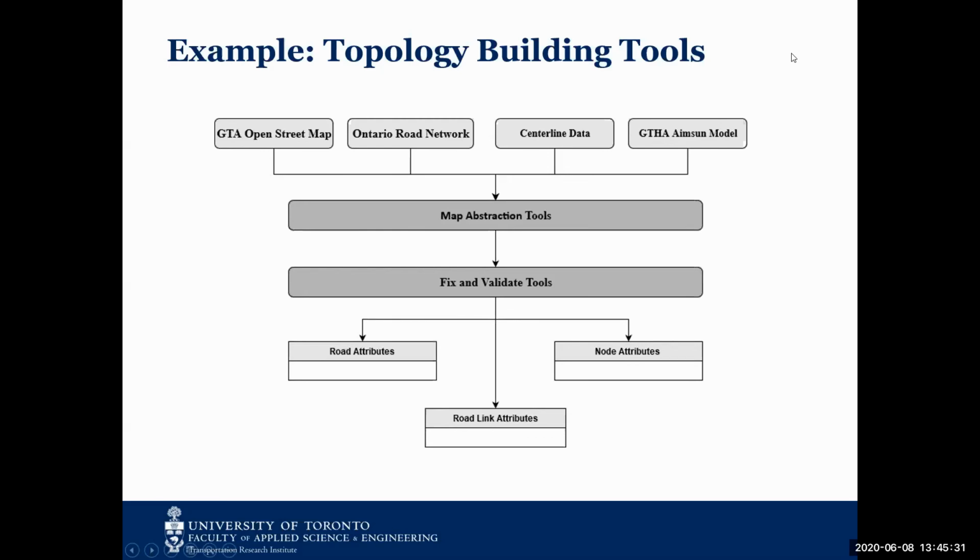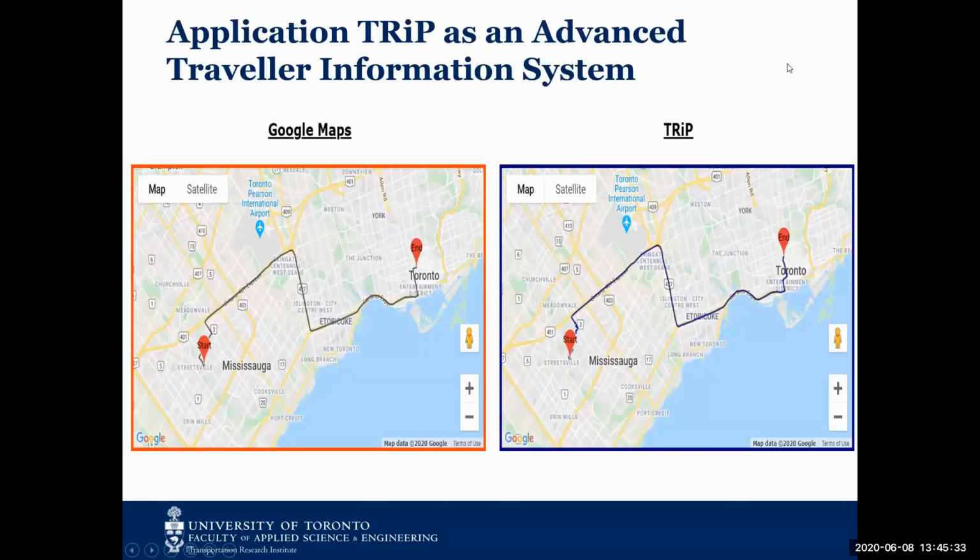So in the next slide, I have this example for TRIB as Advanced Traveler Information System. We use this network abstraction tool. On the right side, we have TRIB, and the left side is live data from Google Maps. So we choose an origin and destination, and then we use Google Maps to generate a path, and then we use TRIB as Advanced Traveler Information System using the network abstraction tools that we built.